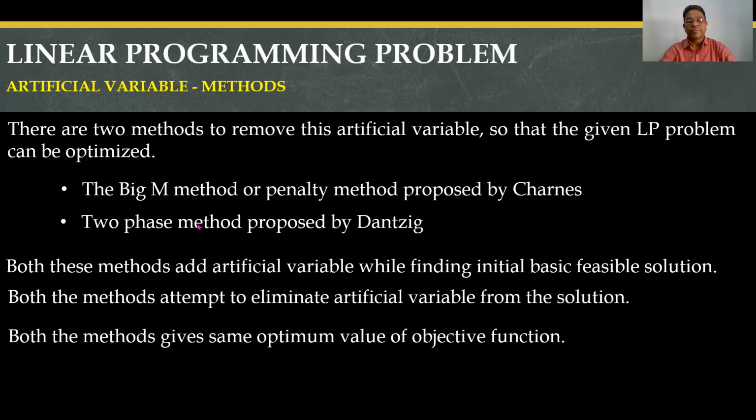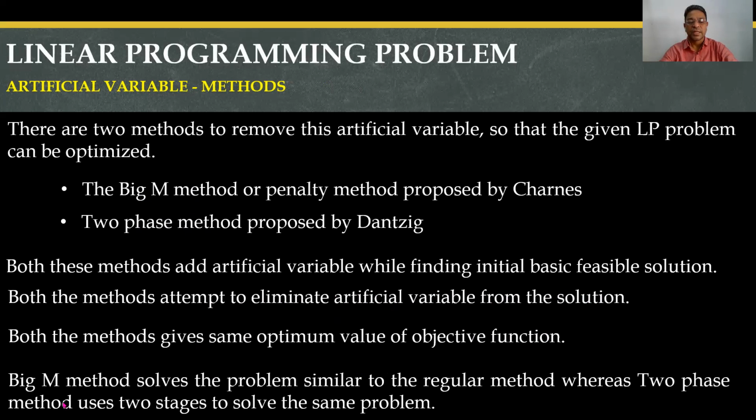If you solve the given LP problem by the two-phase method or the big M method, we'll get the same optimum value of the objective function. There will not be any difference. The big M method solves the problem similar to the regular simplex method. The way we used to solve a maximization or minimization problem, similar to that, the problem will be solved by the big M method. But as the name suggests, the two-phase method will have two phases. The first phase will be to remove the artificial variable, and the second phase will be similar to what we do in simplex.